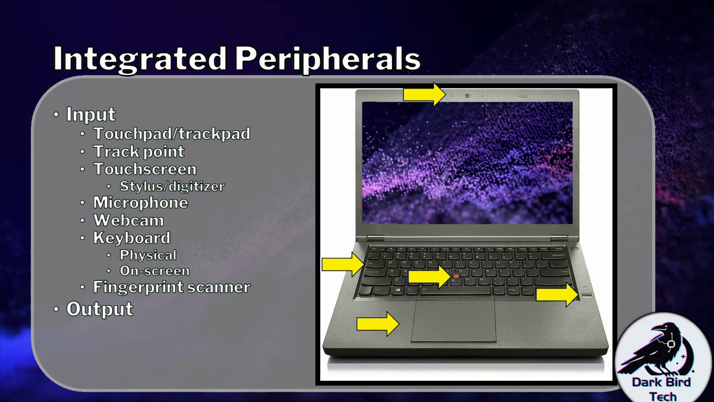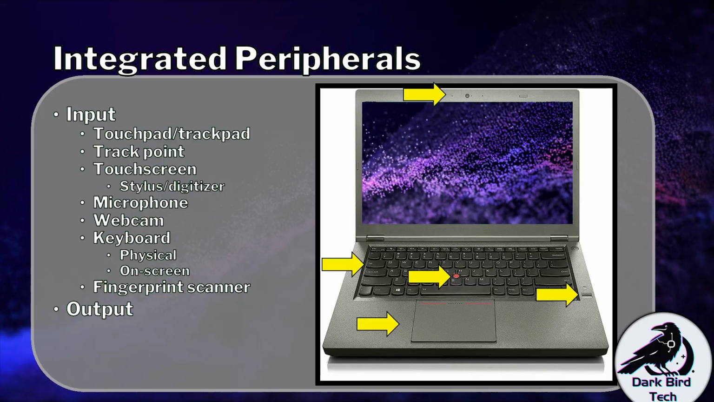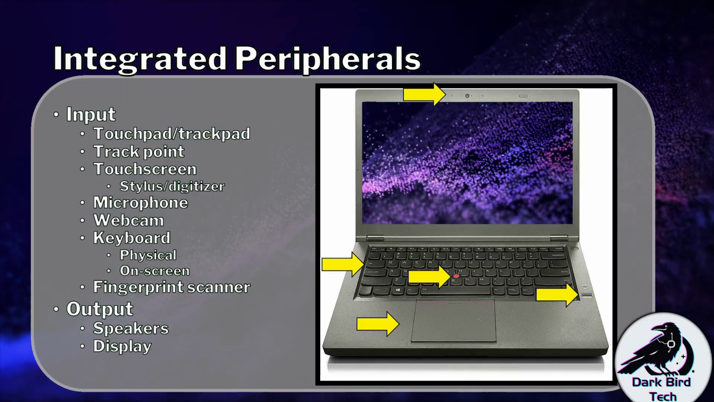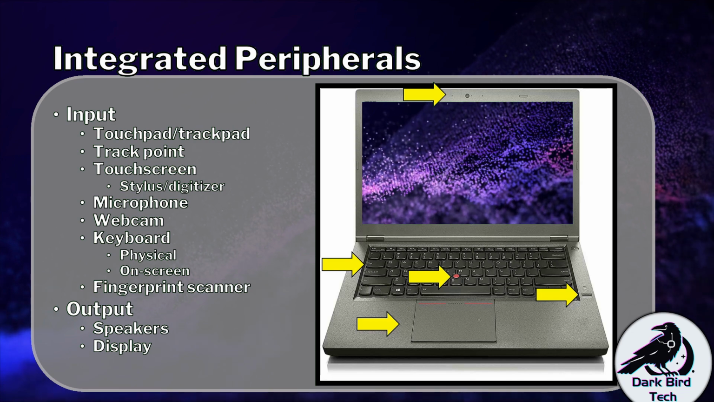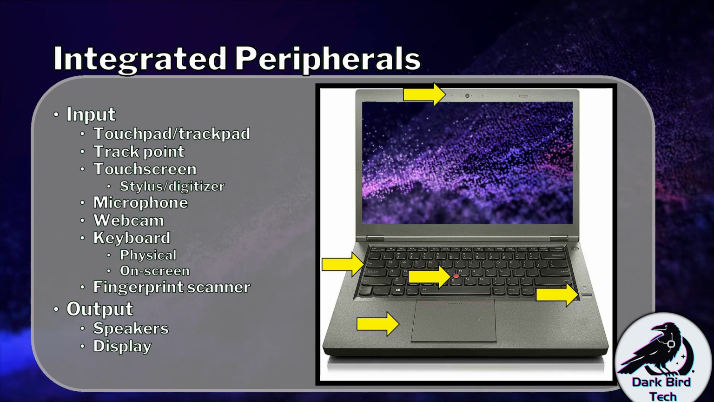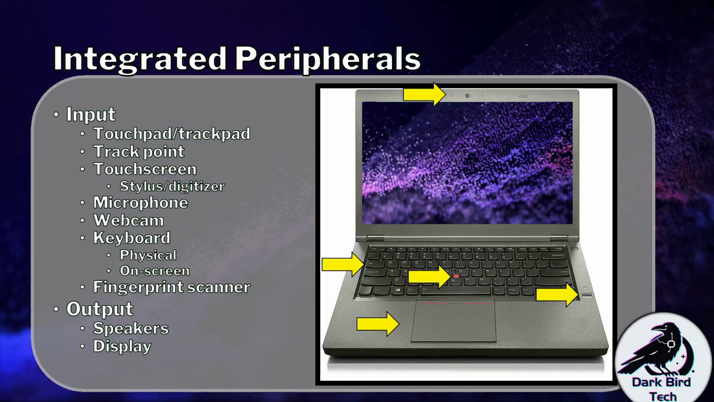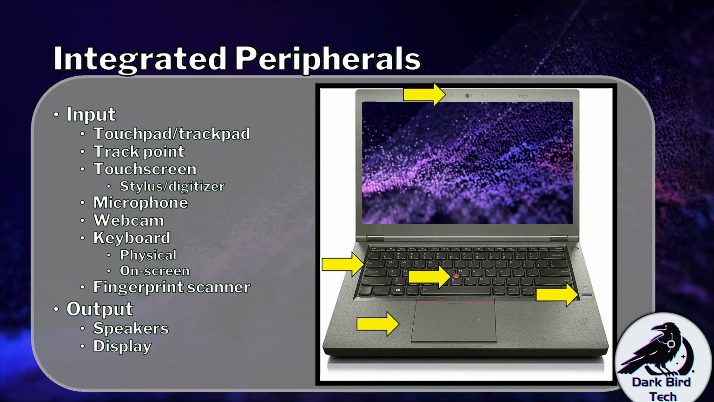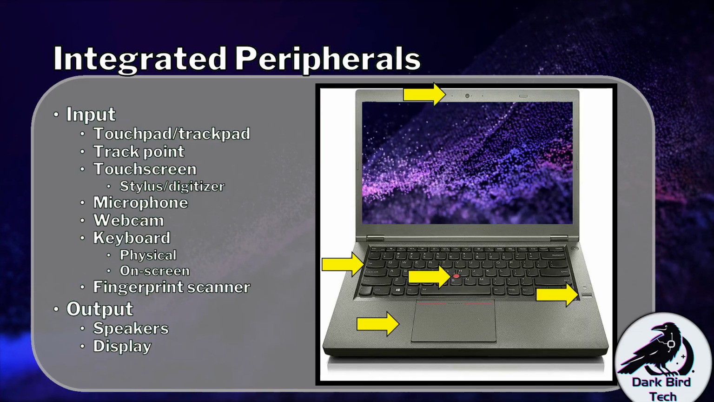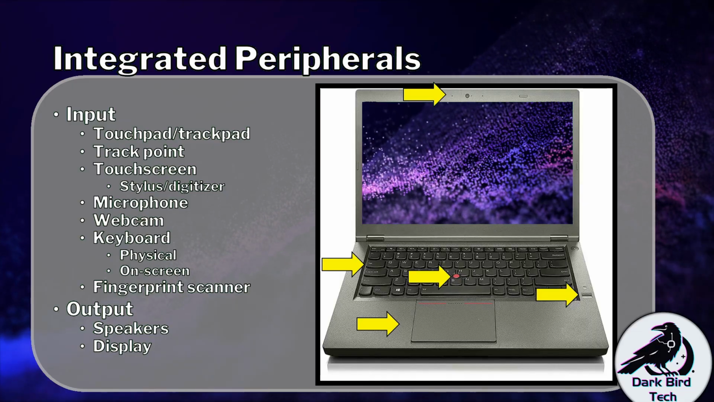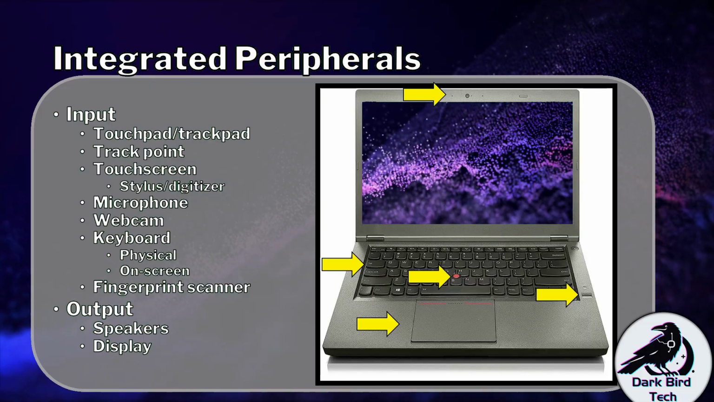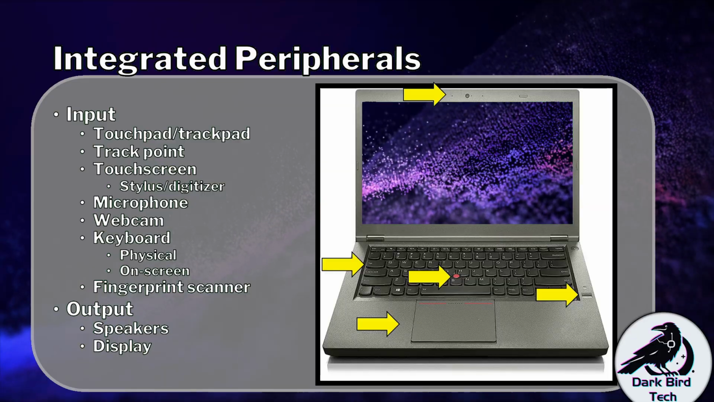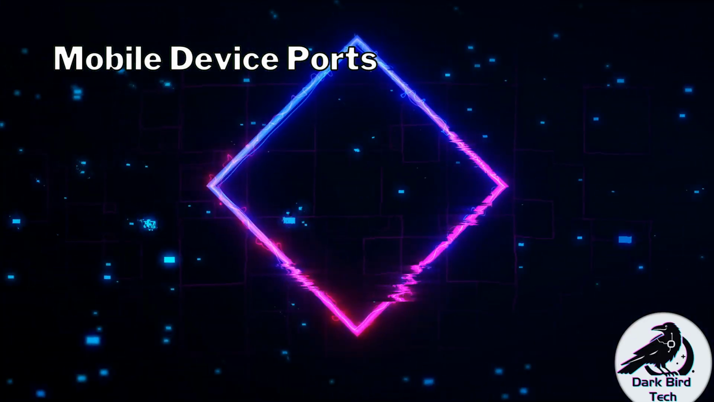Then, as far as integrated output peripherals are concerned, most devices usually have a speaker and a display for you to look at. Now, technically, your touchscreen is a membrane that goes over your display unit that reacts to your touch in some way. So you can argue the touchscreen element is input, whereas the display behind it that you're looking at, and you can see through the touchscreen, is actually the thing you're seeing, and is considered an output device.